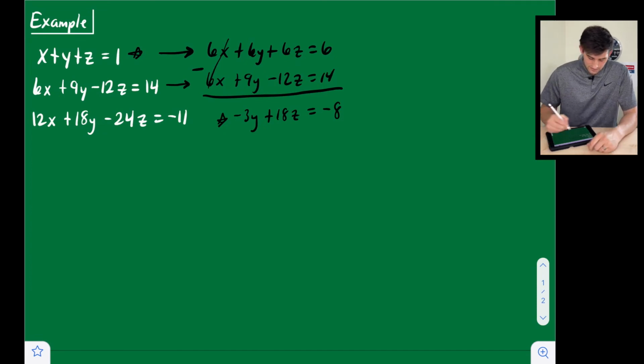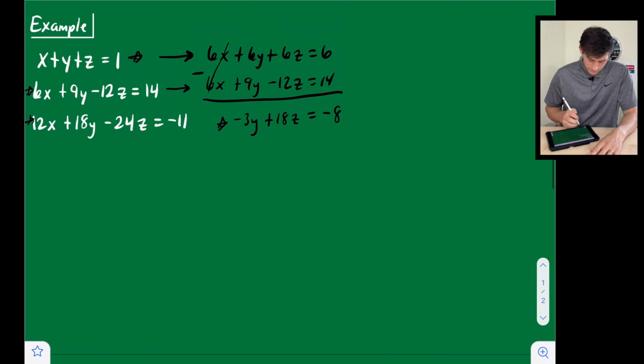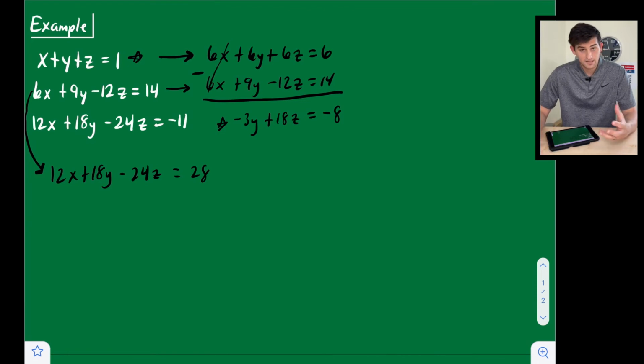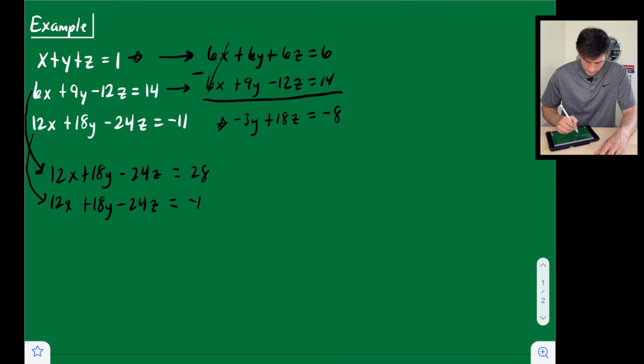Which means now let's take these bottom two equations, so 6x and 12x, and let's try and eliminate x. So I'm going to take my middle equation and multiply it by 2. So let me take off these stars here. And so what I'm going to do is take this equation right here and multiply by 2. So this would be 12x plus 18y minus 24z is equal to 28. And now we're going to take that third equation. We already have a 12x, so we're not going to multiply it. So I'm going to draw it down here: 12x plus 18y minus 24z equals negative 11.